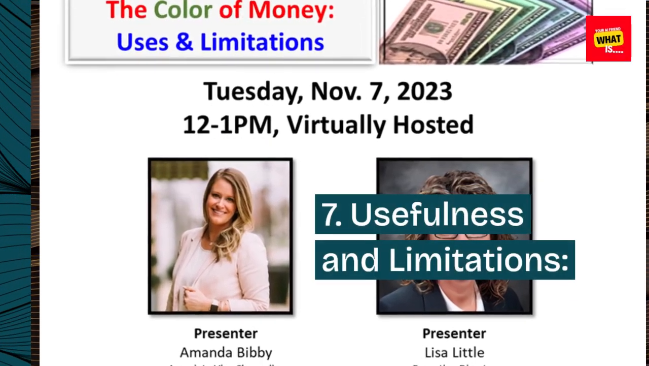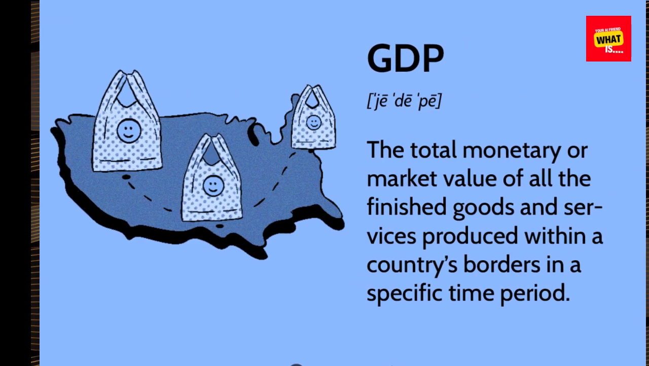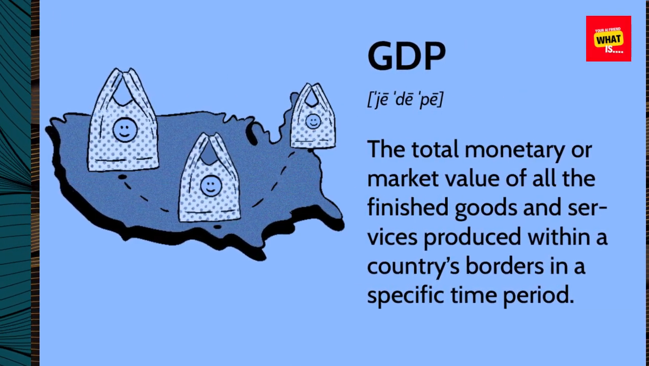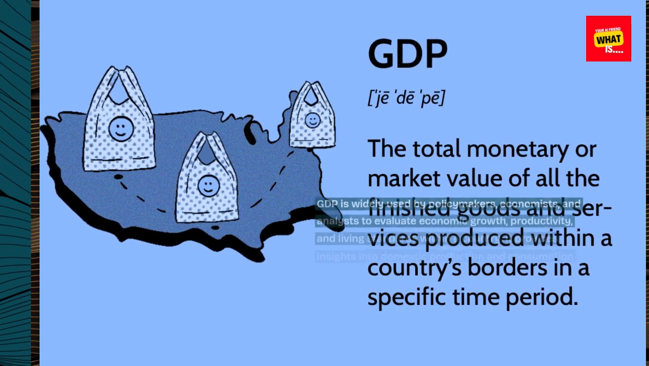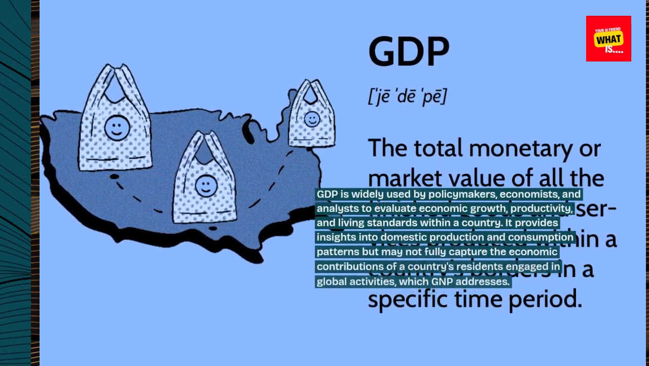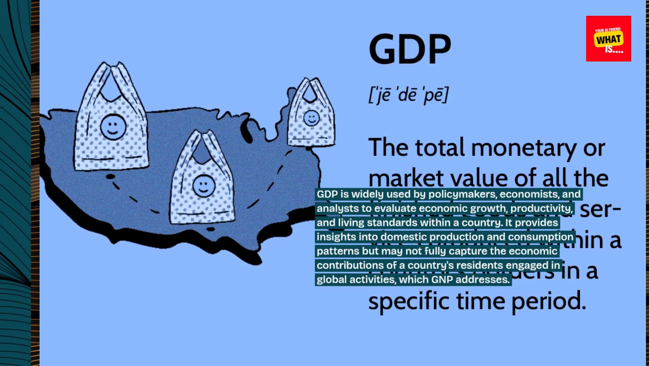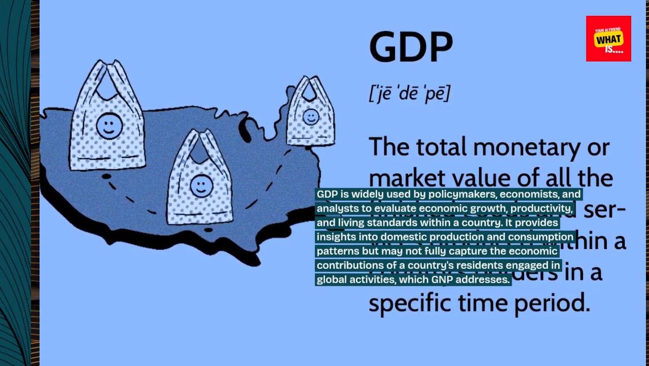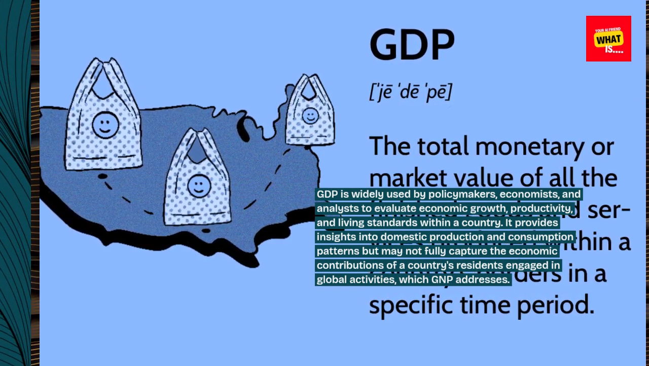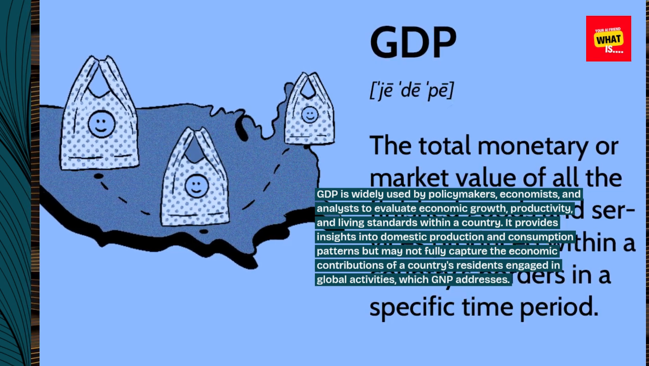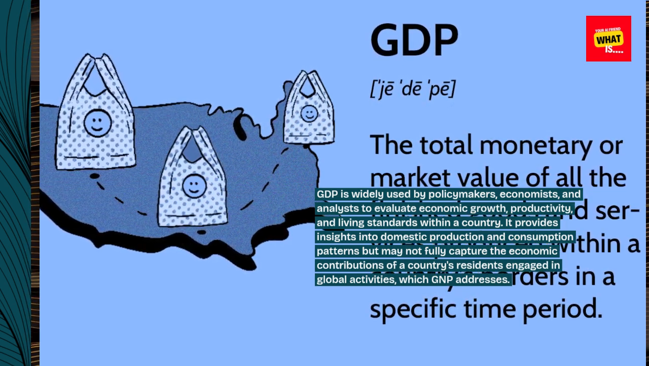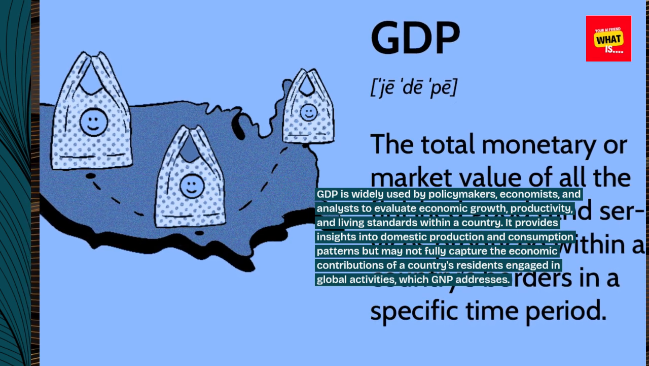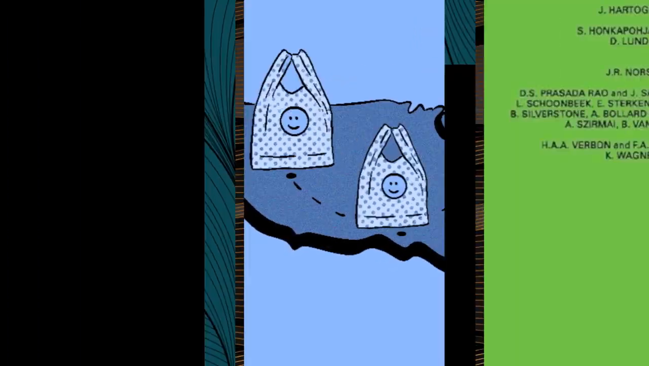7. Usefulness and limitations. GDP is widely used by policymakers, economists, and analysts to evaluate economic growth, productivity, and living standards within a country. It provides insights into domestic production and consumption patterns but may not fully capture the economic contributions of a country's residents engaged in global activities, which GNP addresses.